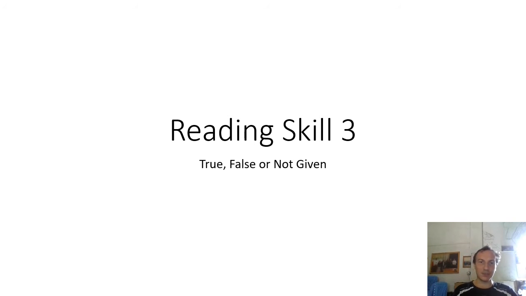This time we are going to be looking at true, false and not given. When you finished level 1, you already looked at the idea of true and false, something that is supported or not supported by the passage. This time we're adding in the new idea of not given. Let's have a look at the video and then you can go and do a practice.